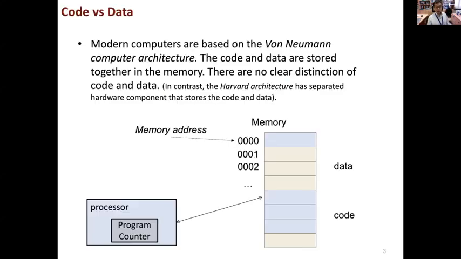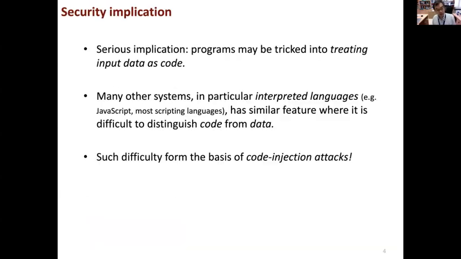Modern computers are based on the von Neumann computer architecture. Under this architecture, the programs and data are stored together in the memory. There is no clear distinction between program and data. That means the data could be programs and the programs can be data. This has some implication in security because the execution may be tricked into treating the input data as code.